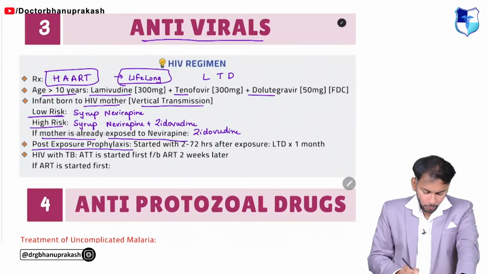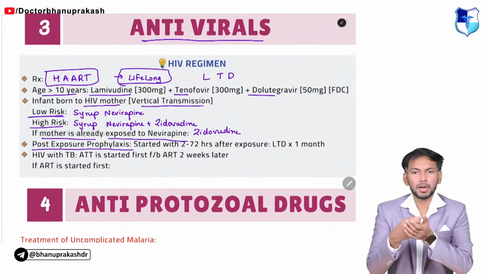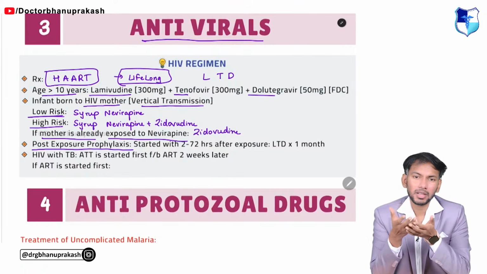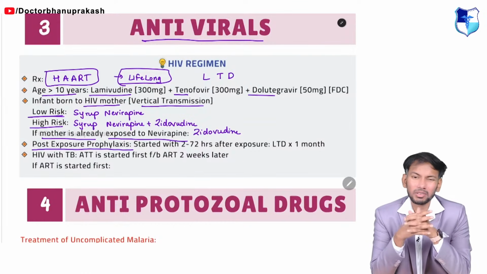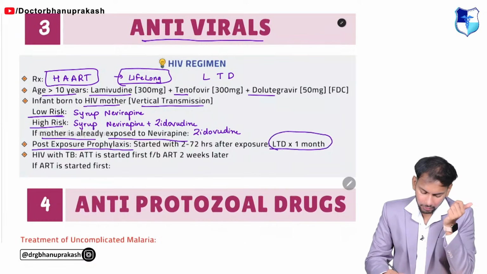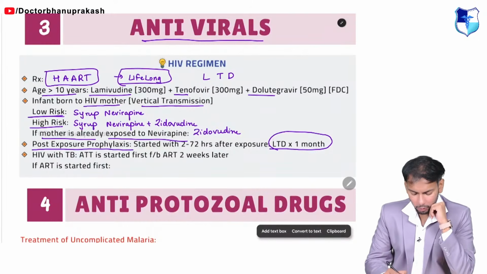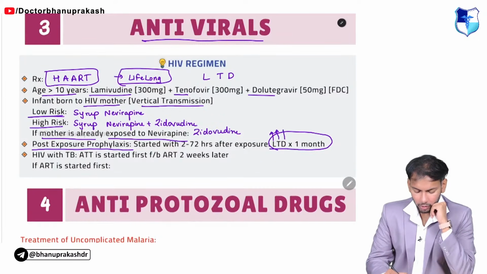Now, coming to post-exposure prophylaxis, let us suppose somebody has drawn blood from the HIV patient and with that needle you got pricked. That is what is known as needle prick injury. If there is any needle prick injury, what should you do? You should start LTD treatment for 1 month. Yes, LTD you already know, lamivudine, tenofovir, dolutegravir. You have to give it for 1 month.